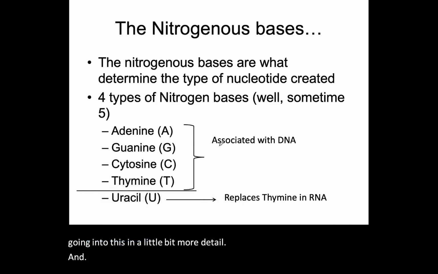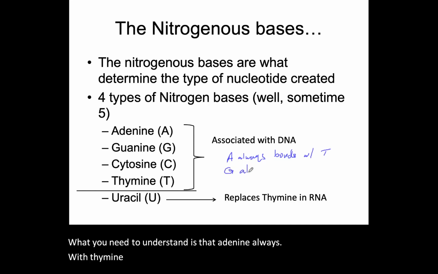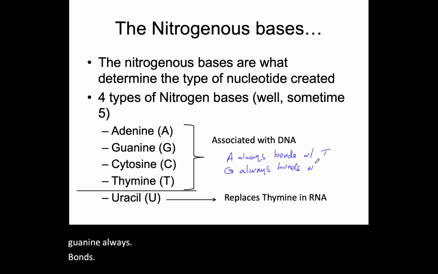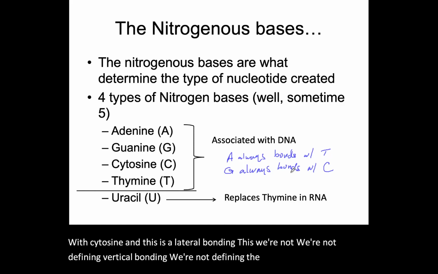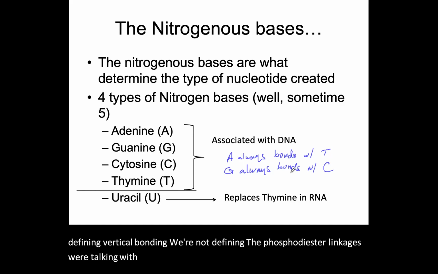What you need to understand is that adenine always bonds with thymine. Guanine always bonds with cytosine. And this is a lateral bonding. We're not defining vertical bonding, we're not defining the phosphodiester linkages. We're talking about the hydrogen bonding, moving left to right.